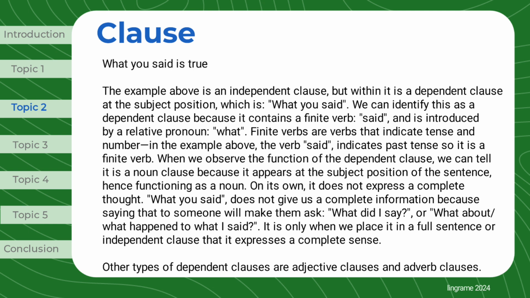When we observe the function of the dependent clause, we can tell it is a noun clause because it appears at the subject position of the sentence, hence functioning as a noun. On its own, it does not express a complete thought. What you said does not give us complete information, because saying that to someone will make them ask, what did I say? Or what about what I said? It is only when we place it in a full sentence or independent clause that it expresses a complete sense. Other types of dependent clauses are adjective clauses and adverb clauses.